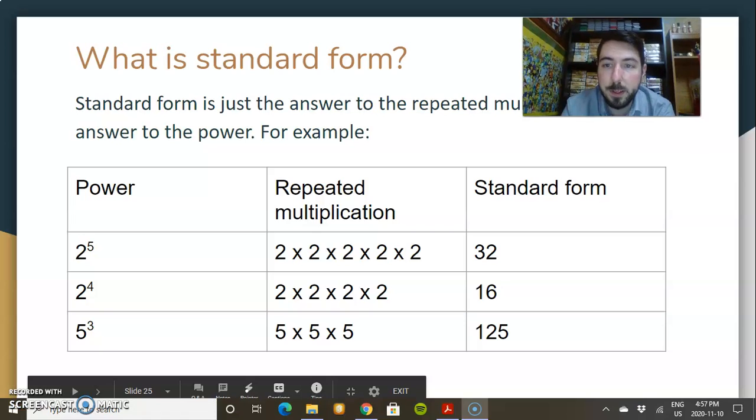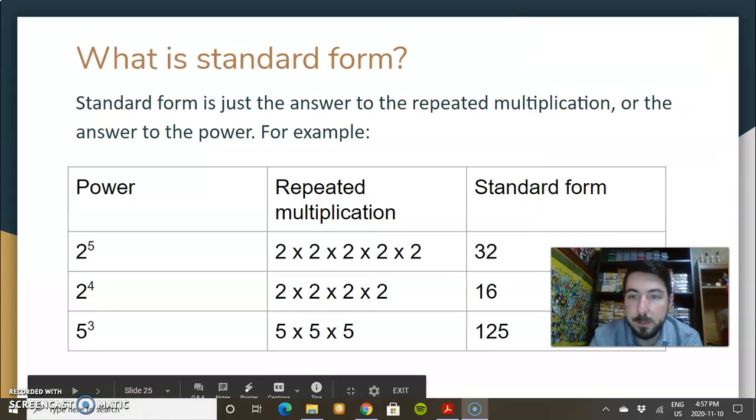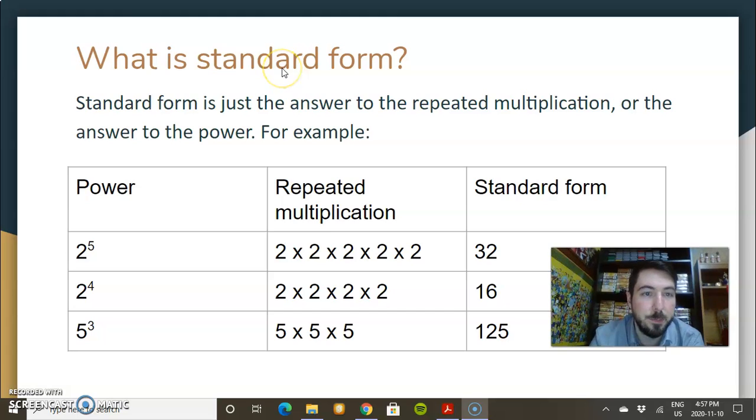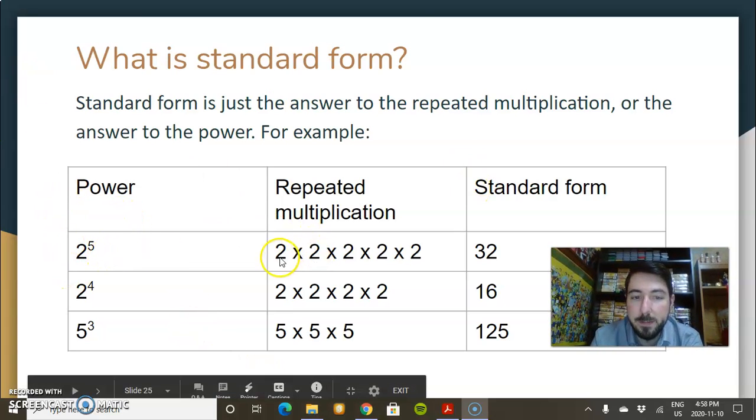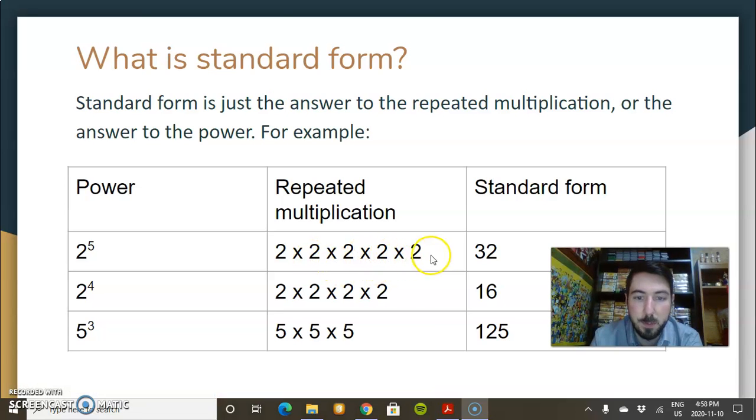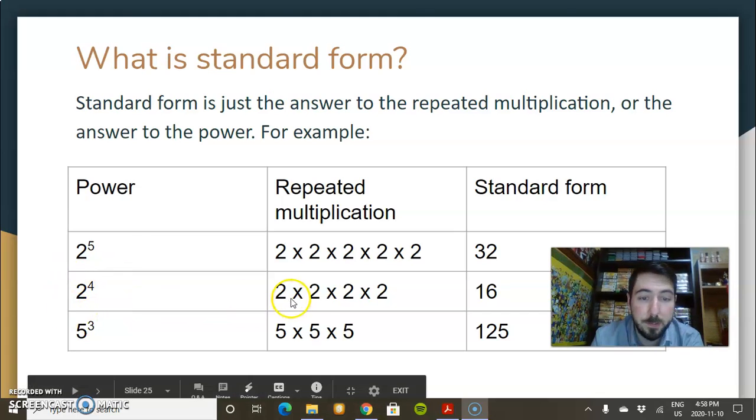Alright, so there's one more thing that we're just going to talk about in this video, and it is standard form. And standard form is just the answer to the repeated multiplication, or basically your answer when you do the actual math. But here's just a few examples. So 2 to the power of 5 is just 2 times 2 times 2 times 2 times 2, which equals 32. 2 to the power of 4 is 2 times 2 times 2 times 2, which is 16. And 5 to the power of 3 is 5 times 5 times 5, which equals 125.